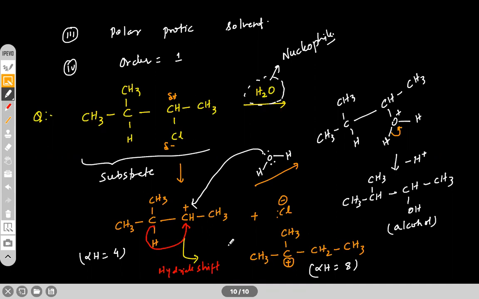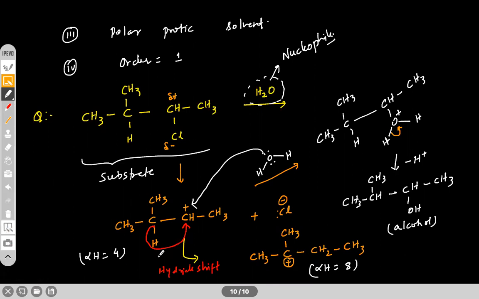We can have n number of rearrangements, but the only purpose is that in every step you will be getting a more stable carbocation. In every step you get the more stable carbocation, and only then does it go on. Otherwise, more stable to less stable, it won't go. Less stable to more stable, it's possible. Okay? Now, we get this carbocation here.